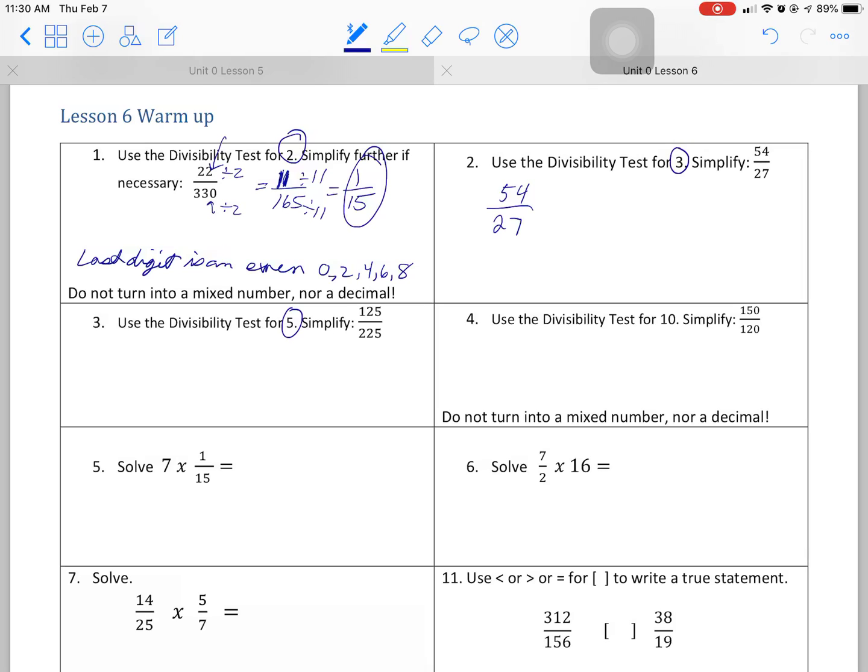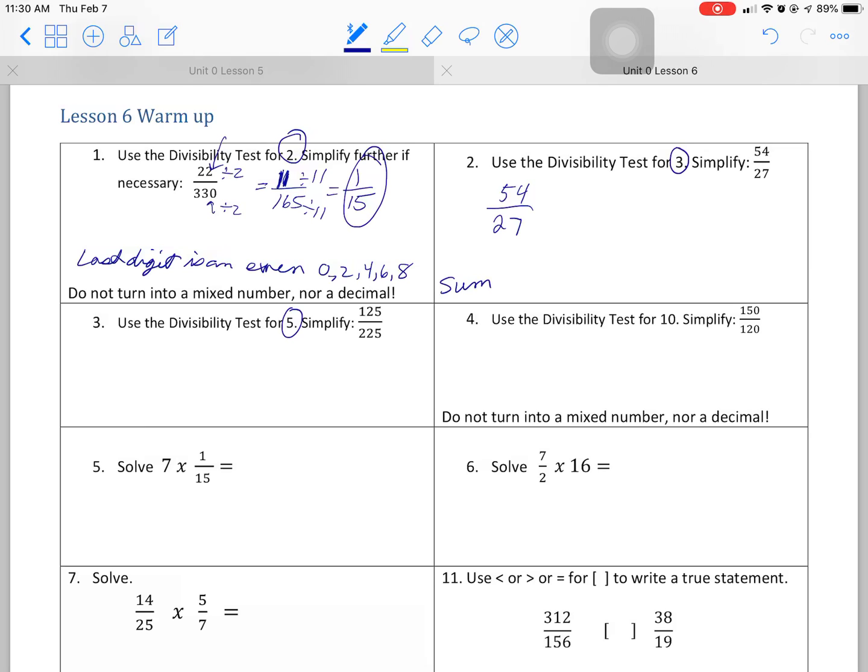If it's even, take a 2 out. This one, the top one, the numerator is even, but the denominator is not. So 2's not going to work. I know that. I don't have to pick up my calculator and divide that by 2 because the last number is not even. The divisibility test for 3 is what?